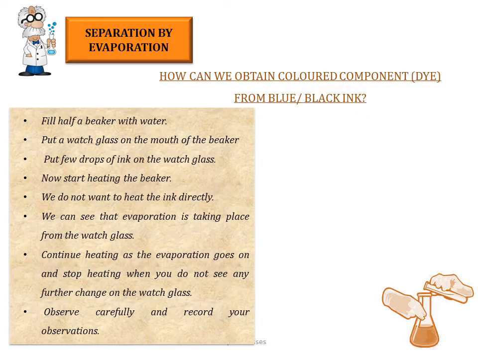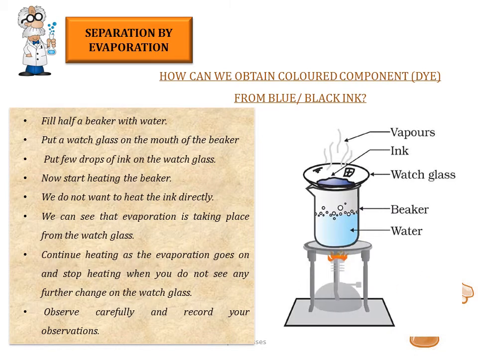So first let's take half a beaker of water, put a watch glass on the mouth of the beaker, and put a few drops of ink on this watch glass. Now start heating the beaker. Actually we do not want to heat the ink directly, so that's why we are heating the beaker. Now we can see that evaporation is taking place from this watch glass. Continue heating as the evaporation goes on, and stop heating when you do not see any further changes on this watch glass.